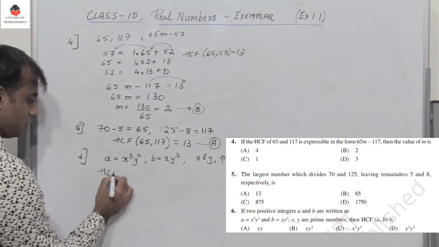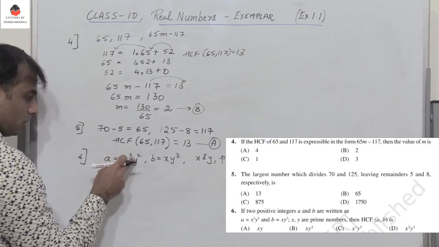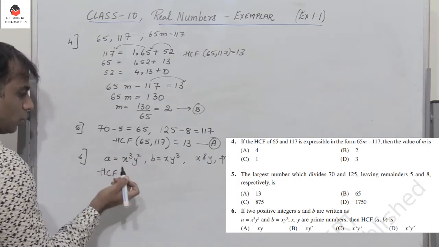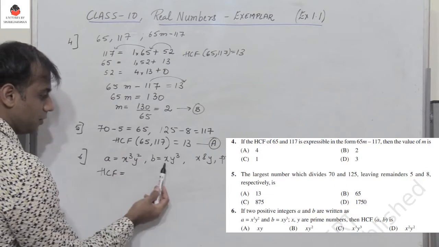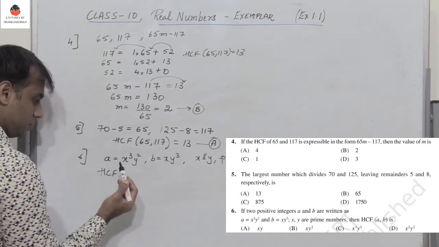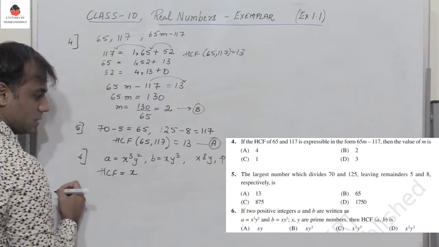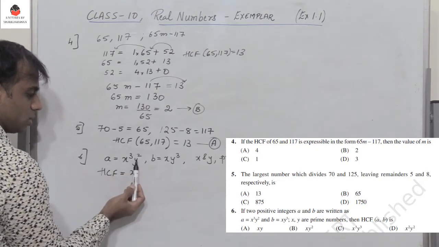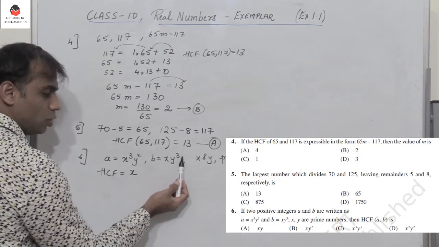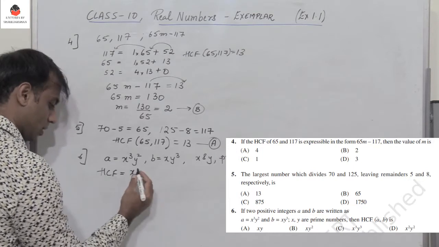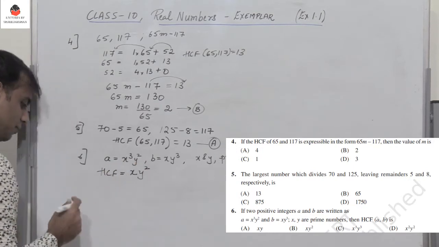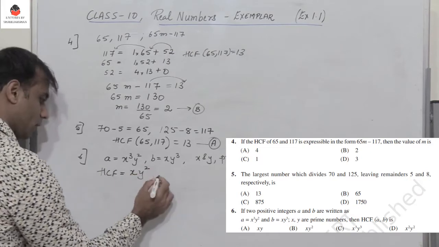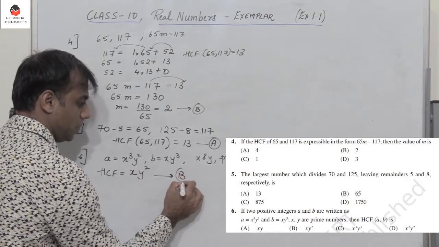The HCF is nothing but the common term which is present in both the numbers a and b. So what is common here? If I observe a and b, x is common between both a and b, so I write x, and for a, y square is present and for b, y cube is present. So what is common is y square. Therefore the HCF is x y square, which corresponds to option B.